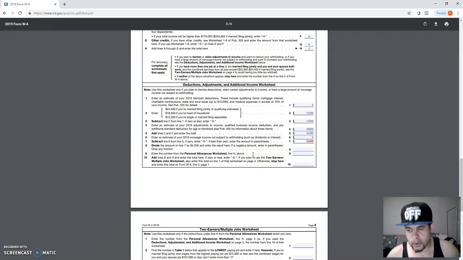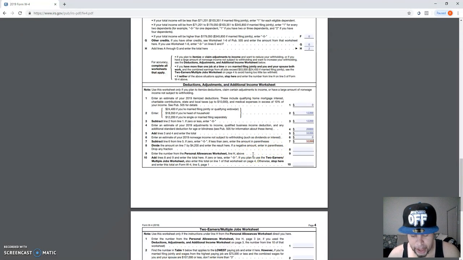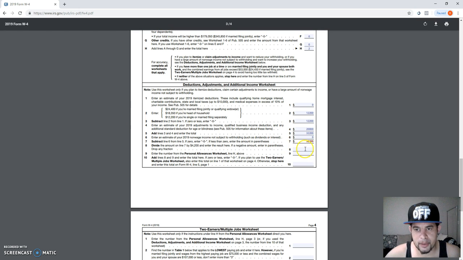Alright, so I'm going to pull out my phone real quick. I already know the answer, but I'll just do it real quick. Let's see here. So it's 32,200 divided by 4,200, which gives me 7.6. But I am going to round it up to 8. So I'm going to put an 8 here.